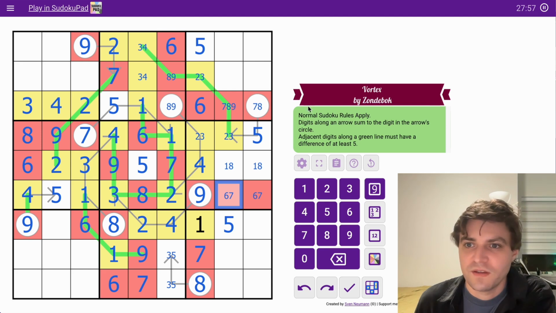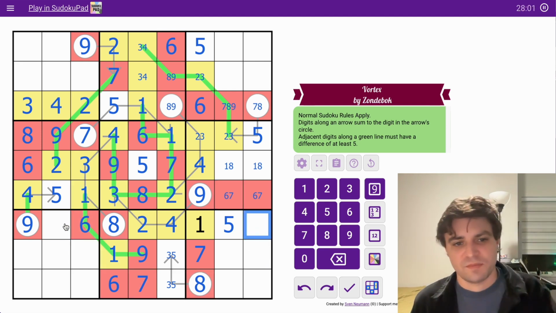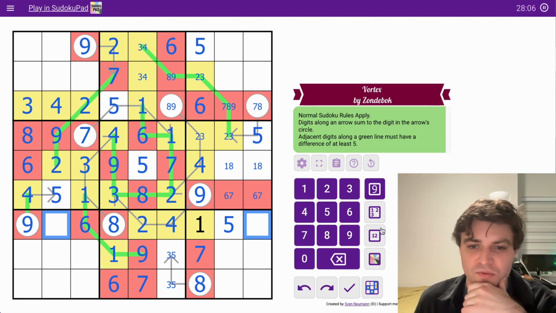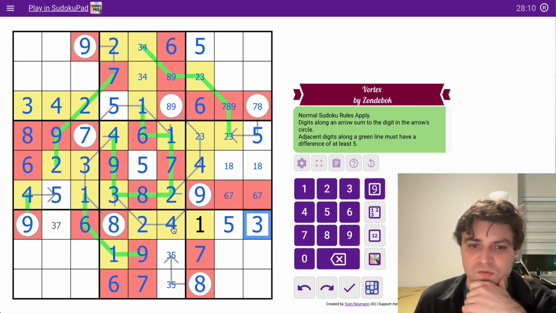But I feel pretty good. We're 28 minutes into the puzzle. Hopefully we wrap this up soon. What are the two remaining digits for these two cells? Looks like we're missing a 3 and a 7. And this one can't be a 7. So you must be a 3. Now you must be a 7.